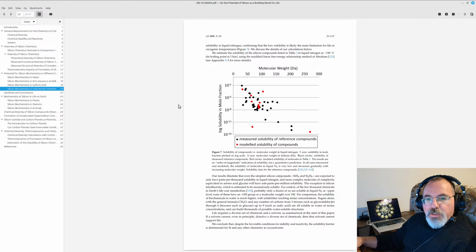We estimate the solubility of the silicon compounds listed in Table 2 in liquid nitrogen at minus 196 degrees centigrade, its boiling point at 1 bar, using the modified linear free energy relationship of Abraham. And I will give you a moment to have a look at this solubility chart. Actually, you can look at that while I read the rest of the page.